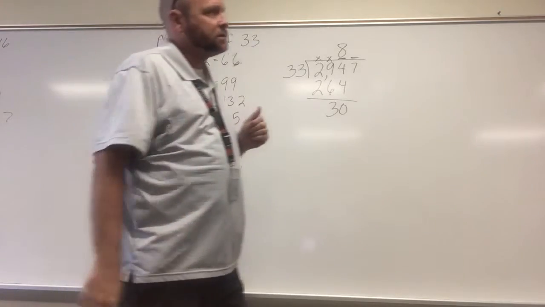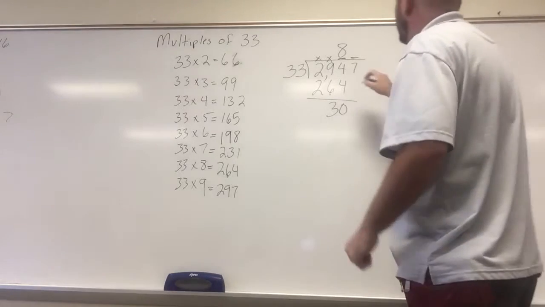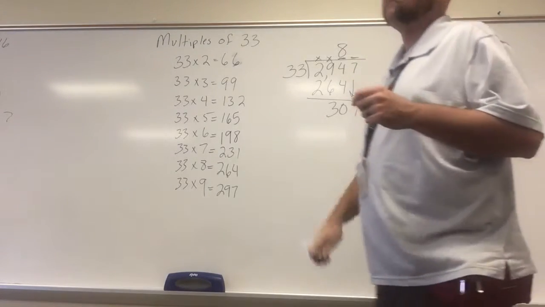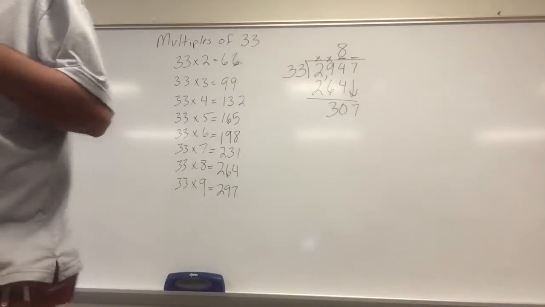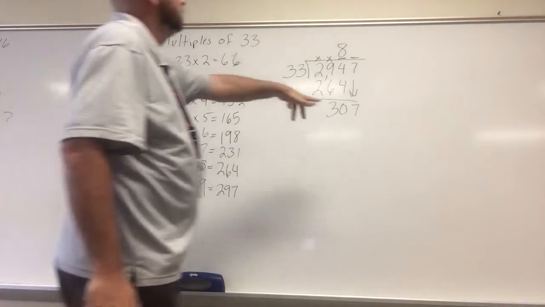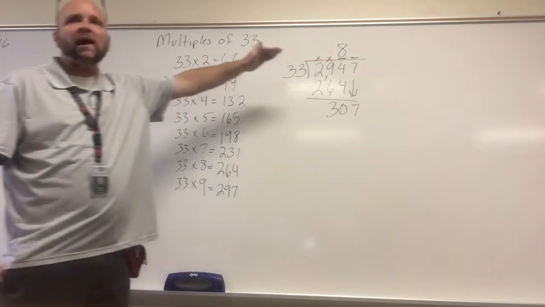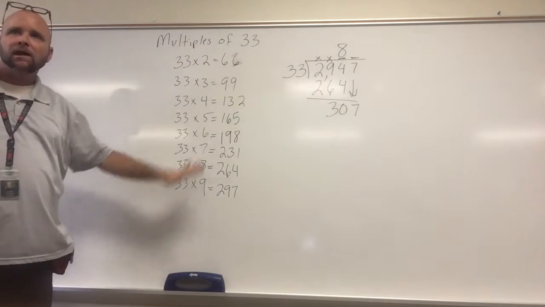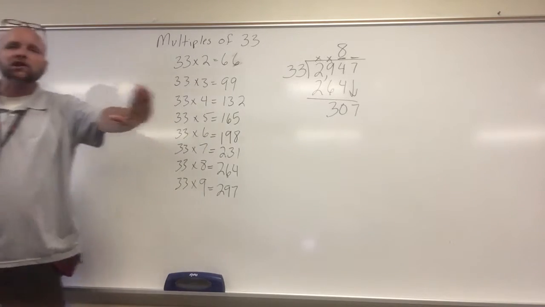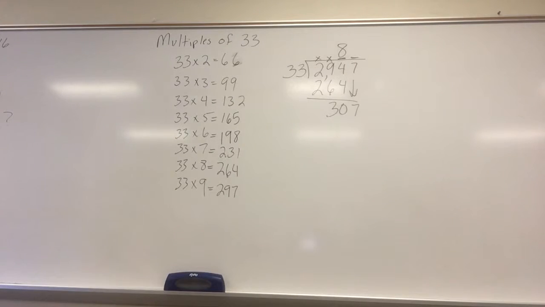After you subtract, what do you do next? Bring down. So I'm bringing down my 7. So now I'm taking 33 dividing into 307. I go back to my chart, and I look at my chart, and I want to get as close to 307 as I can without going over.